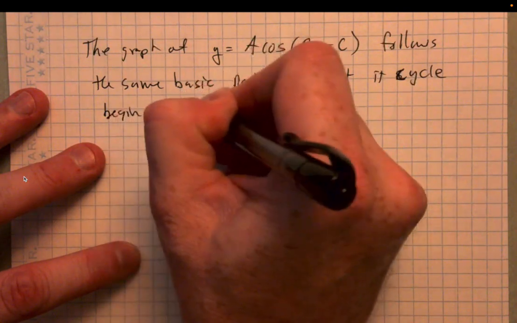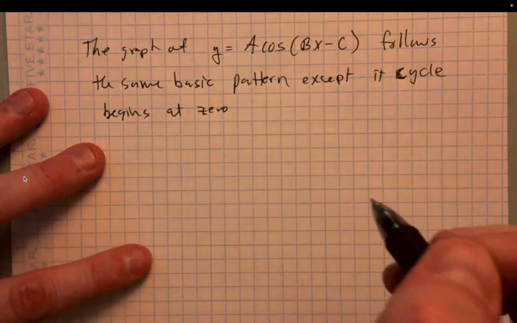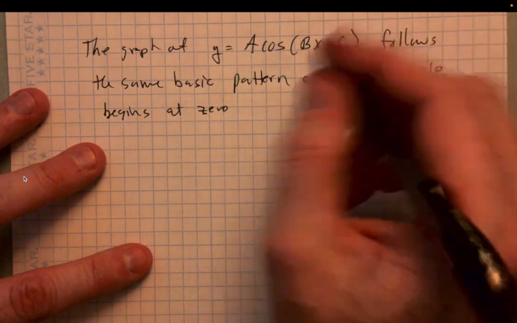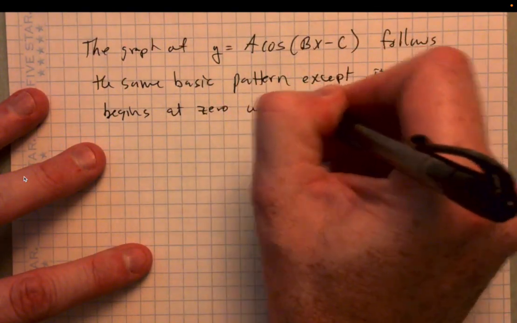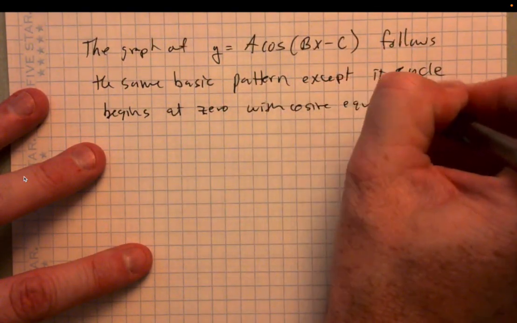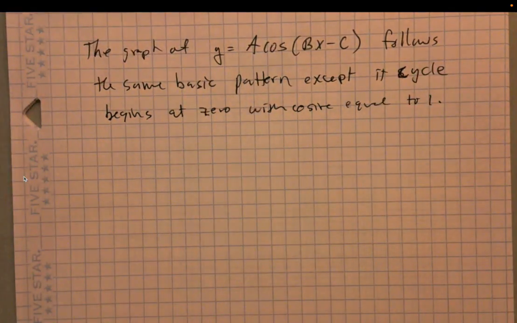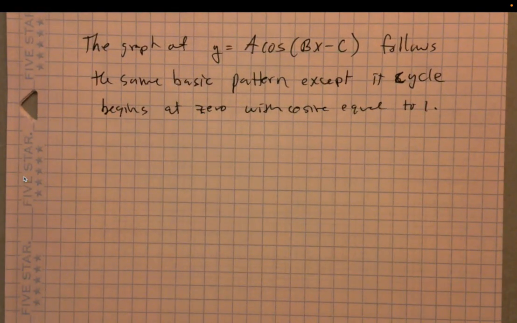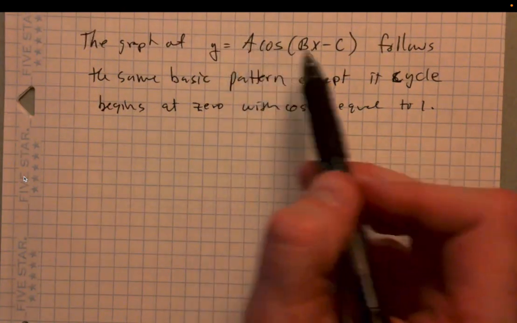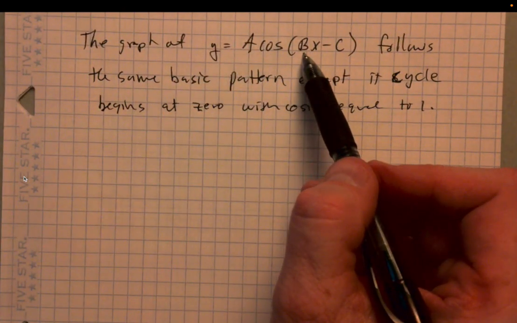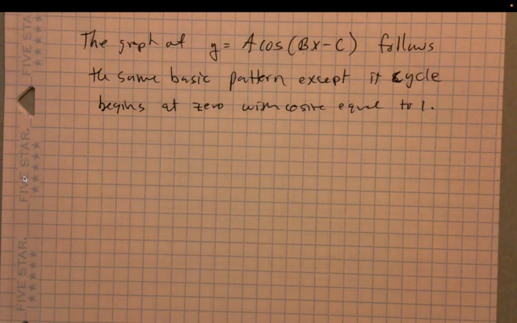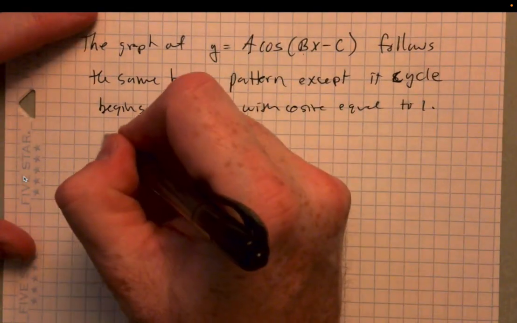Cycle begins at 0, right? With cosine equal to 1. So basically the graph of y equals a cos bx is going to employ the same patterns as the sine function. So this will be the amplitude. This will tell you about the period. These two together will tell you about the phase shift. Same rules, 100%. The only difference is that the base cosine function looks a little bit different, right?